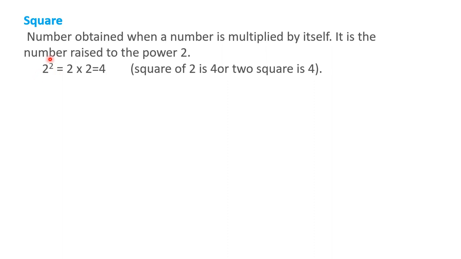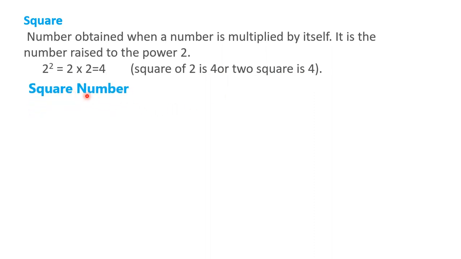Any number multiplied by itself is known as a square. 2 square, this notation, 2 raised to the power 2, we can also say the square of 2 is 4, or we can say 2 square is 4.